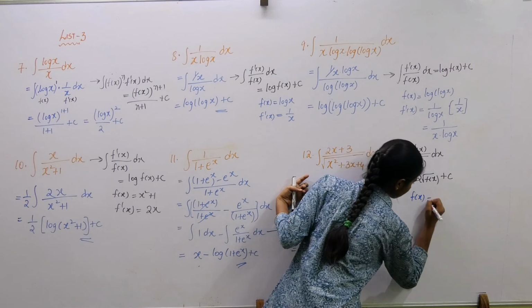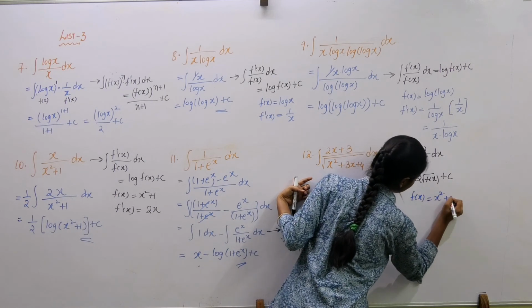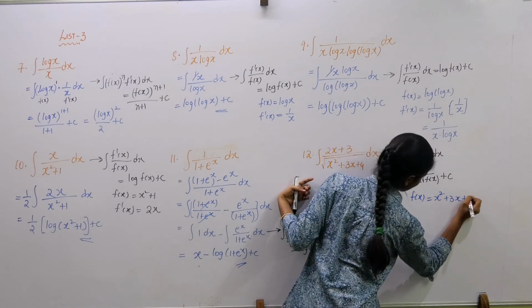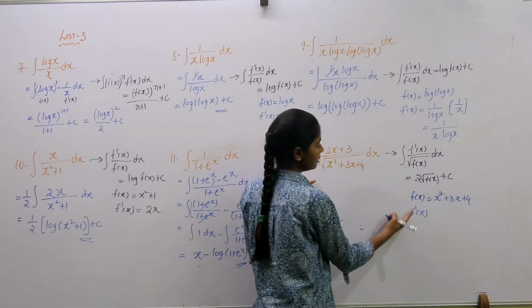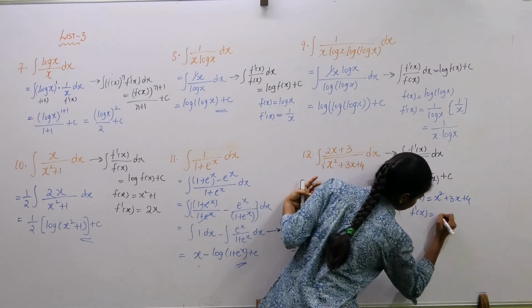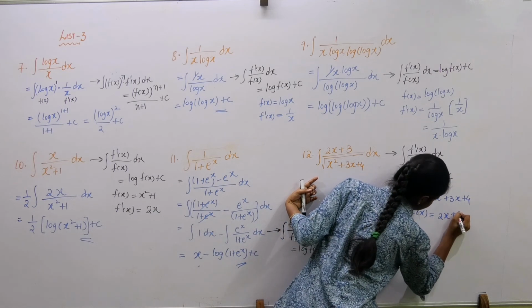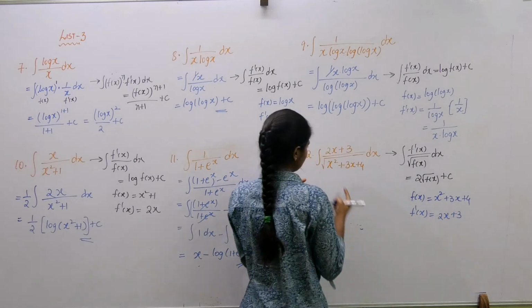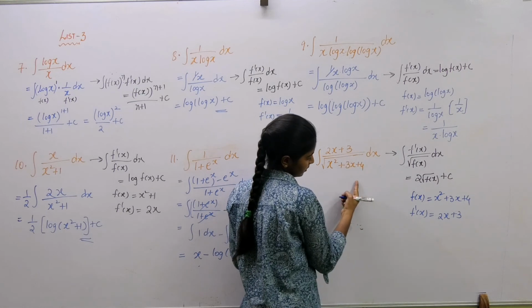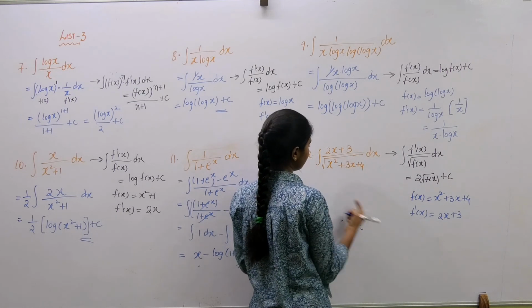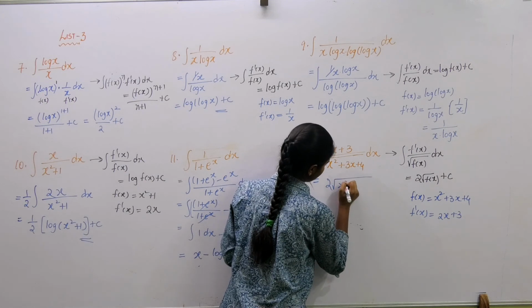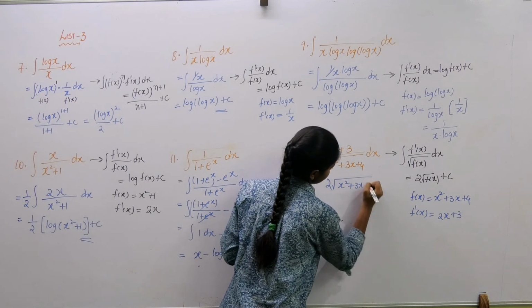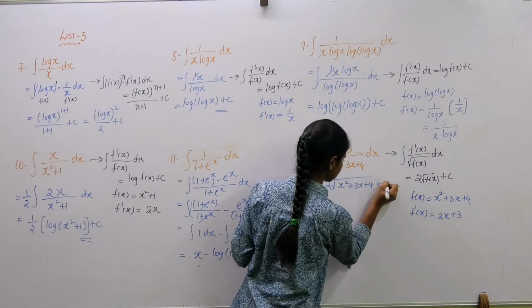f of x is equal to x square plus 3x plus 4. Now differentiating the function f of x, we get f dash of x is equal to 2x plus 3. This is in the form of f dash of x by root f of x. We get 2 root of f of x, it is 2 root of x square plus 3x plus 4 plus c.